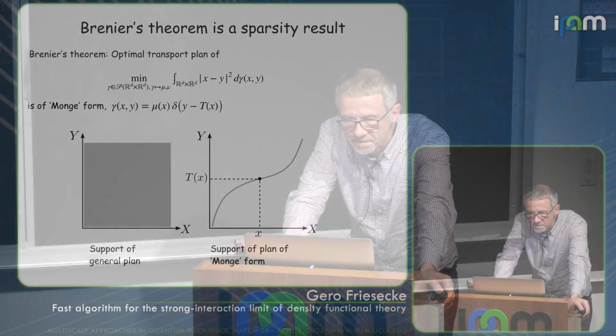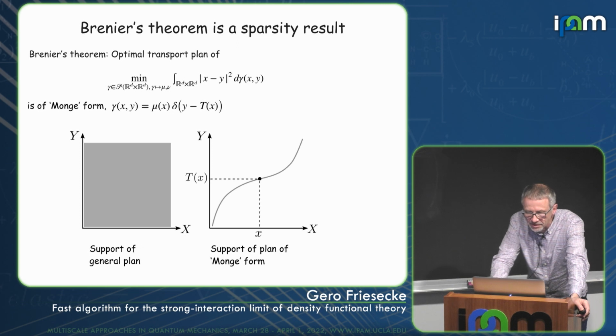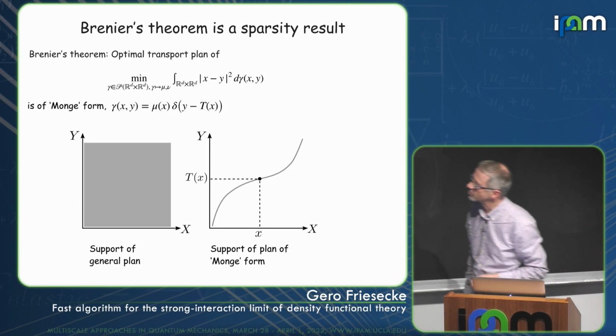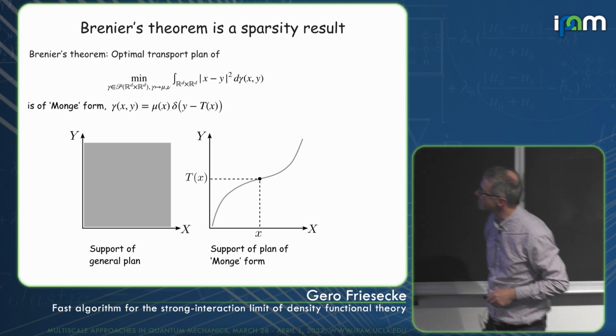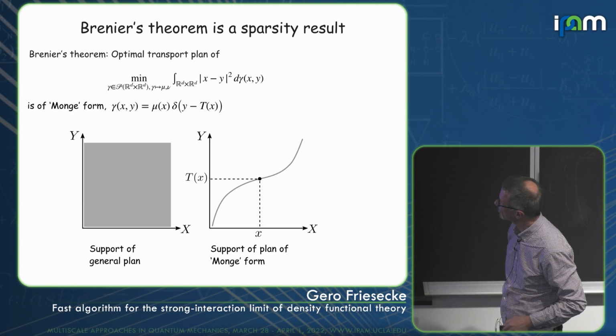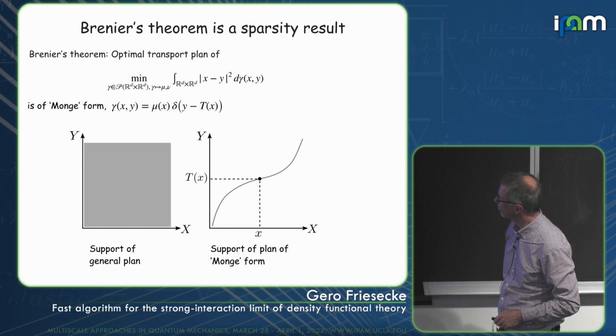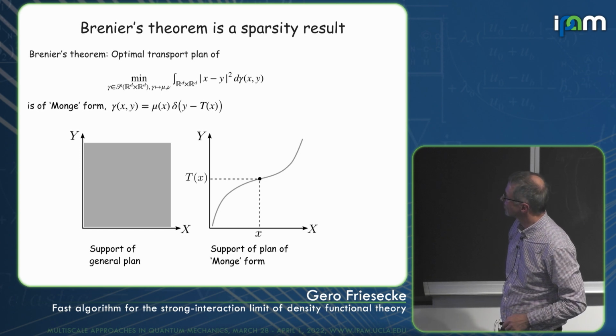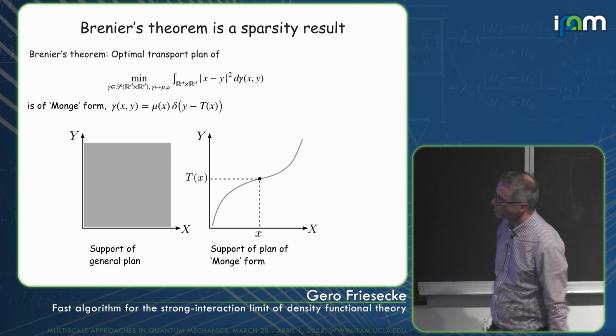So the result, I state here in the simplest case for the quadratic cost, is a kind of sparsity result. A priori you're allowed to map every point to a diffuse distribution, so the support of the optimal plan might look like this. It might be a 2D object in this drawing, but in fact it's a 1D object. Each point gets mapped to one other point.